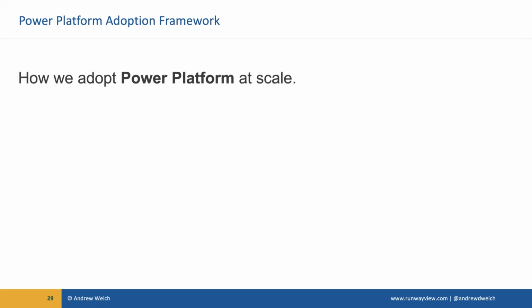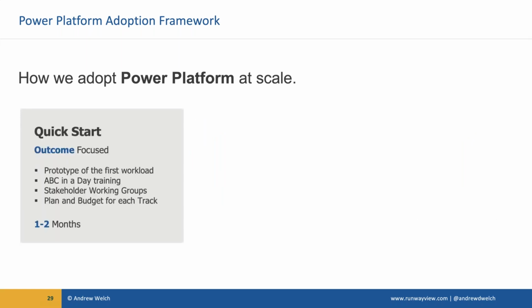So what does it look like? Well, when we begin to adopt the platform, we always recommend that people begin with what we call the quick start. So here in the first couple of months, what you should be doing is prototyping the first workload or the 4th workload, right? So get good at building these applications quickly and spinning out prototypes. ABC in a day training, so offer app in a day, dashboard in a day, Power Virtual Agents PVA in a day, whatever it might be, offer this training to your end users.